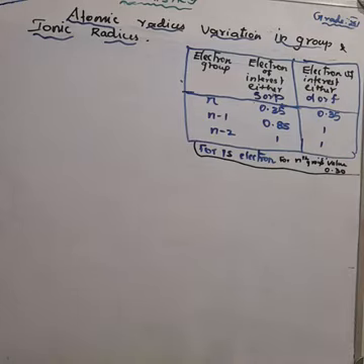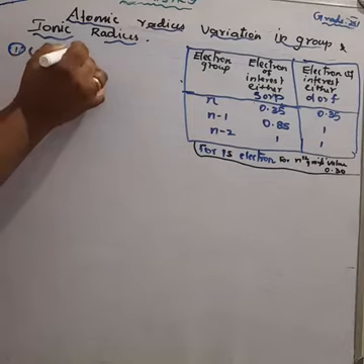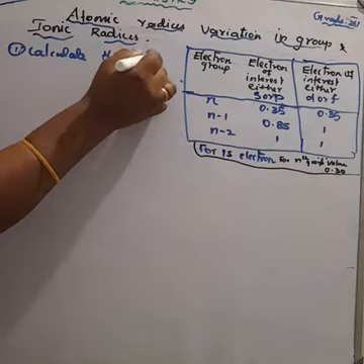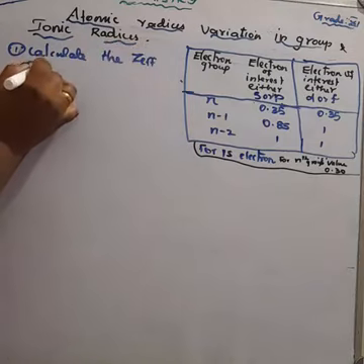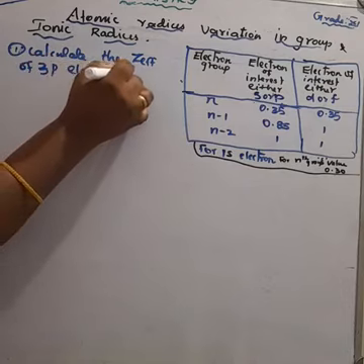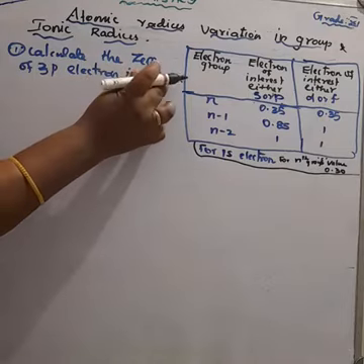Before that, last class I gave one homework using Slater's rule: calculate the effective nuclear charge on a 3p electron in aluminum and chlorine. I don't know how many of you wrote this and practiced this homework, but once again I will explain Slater's rule with this example.